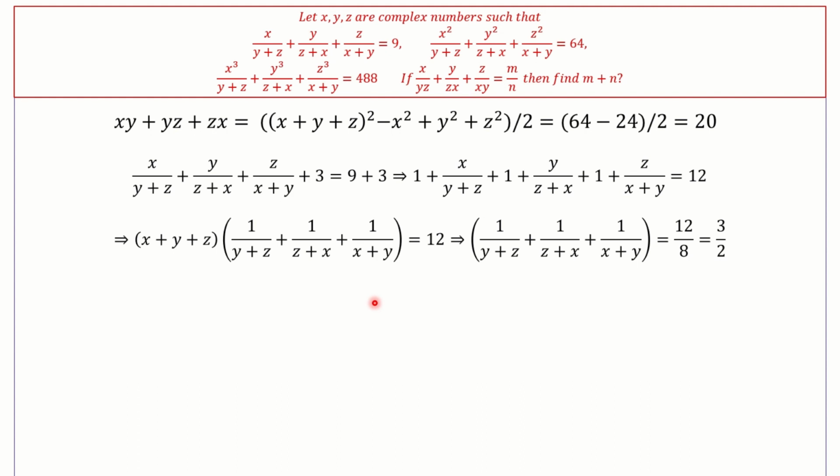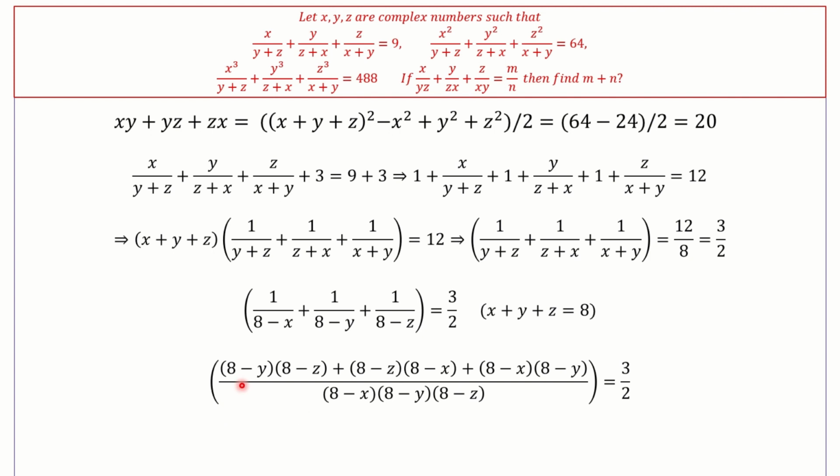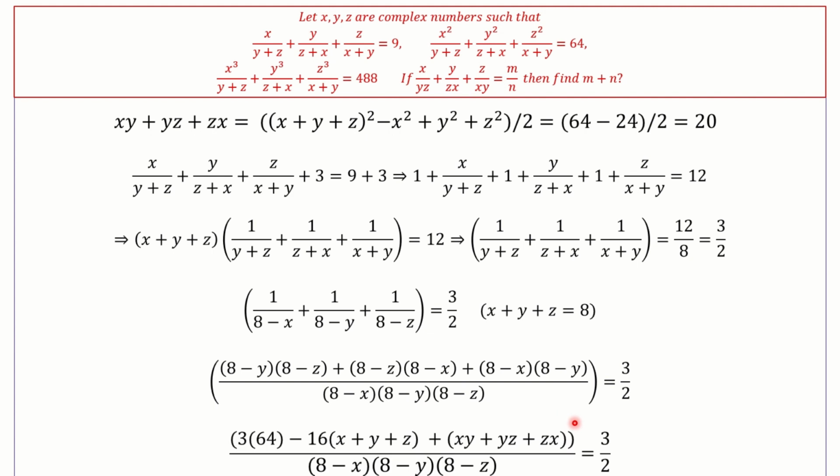We are trying to derive the xyz value now. You can find any other way which is better. Now this y plus z is nothing but 8 minus x, because x plus y plus z equal to 8. So x plus z is 8 minus y. This is 8 minus z, which is equal to 3 by 2. Now this is very simple. I just expand it, basically. These are the values you will get: 8 minus y into 8 minus z plus 8 minus z into 8 minus x plus 8 minus x into 8 minus y, divided by this, equal to 3 by 2. Simplify further and replace all the values which you have.